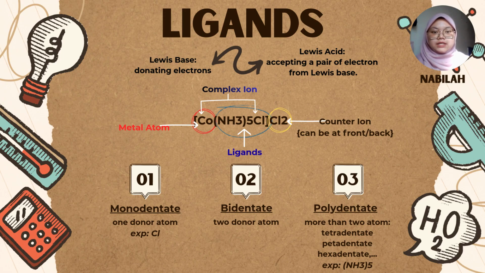Ligands are Lewis bases, which means they donate a pair of electrons to the metal ion. The metal ion acts as a Lewis acid, accepting the electron pair to form a coordinate bond. Ligands can be neutral molecules such as H2O or NH3, or negatively charged ions such as Cl-.